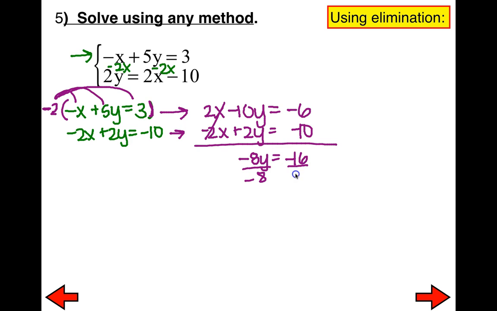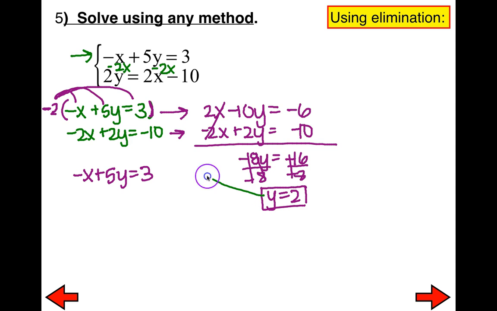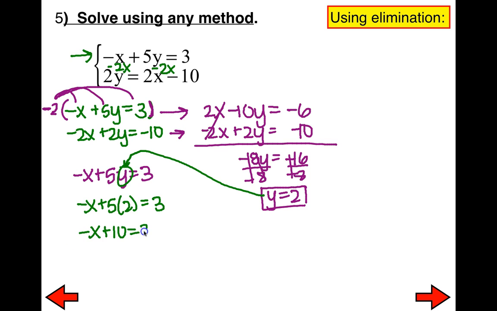Divide both sides by negative 8. The negatives cancel out, leaving me with y equals 2. But of course, you got to plug it back into one of the originals. I'm going to go with the first one, so negative x plus 5y equals 3. I'm going to go ahead and plug this y back into just the y. So we have negative x plus 5 times 2 equals 3. So negative x plus 10 equals 3.